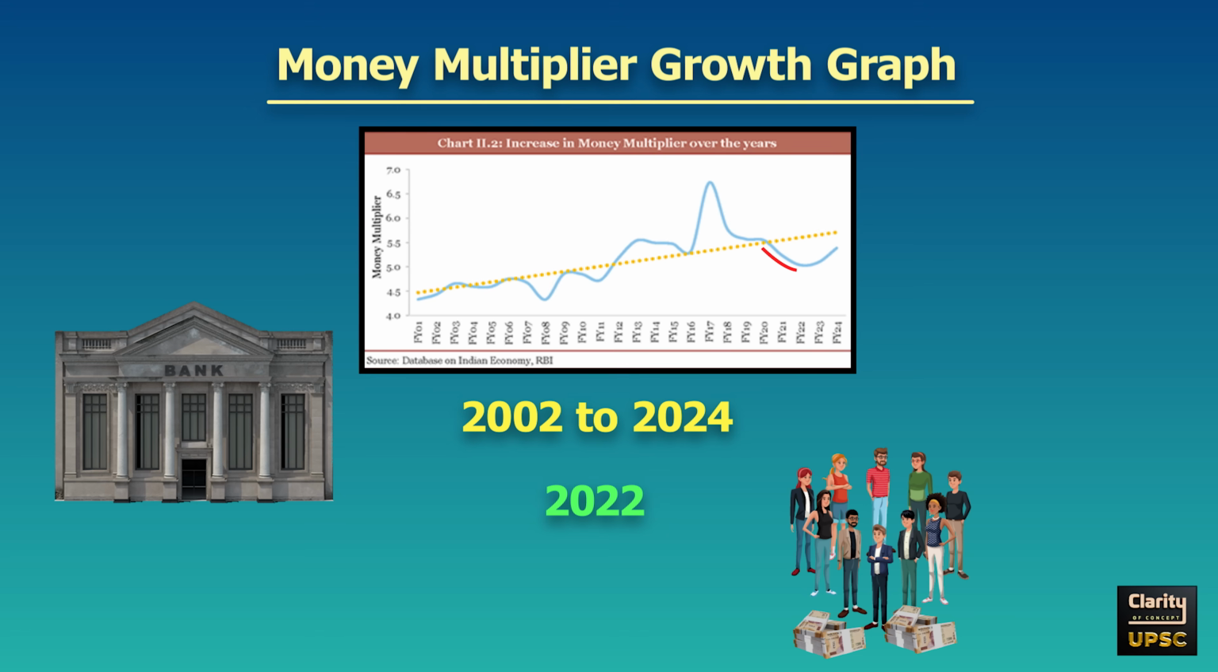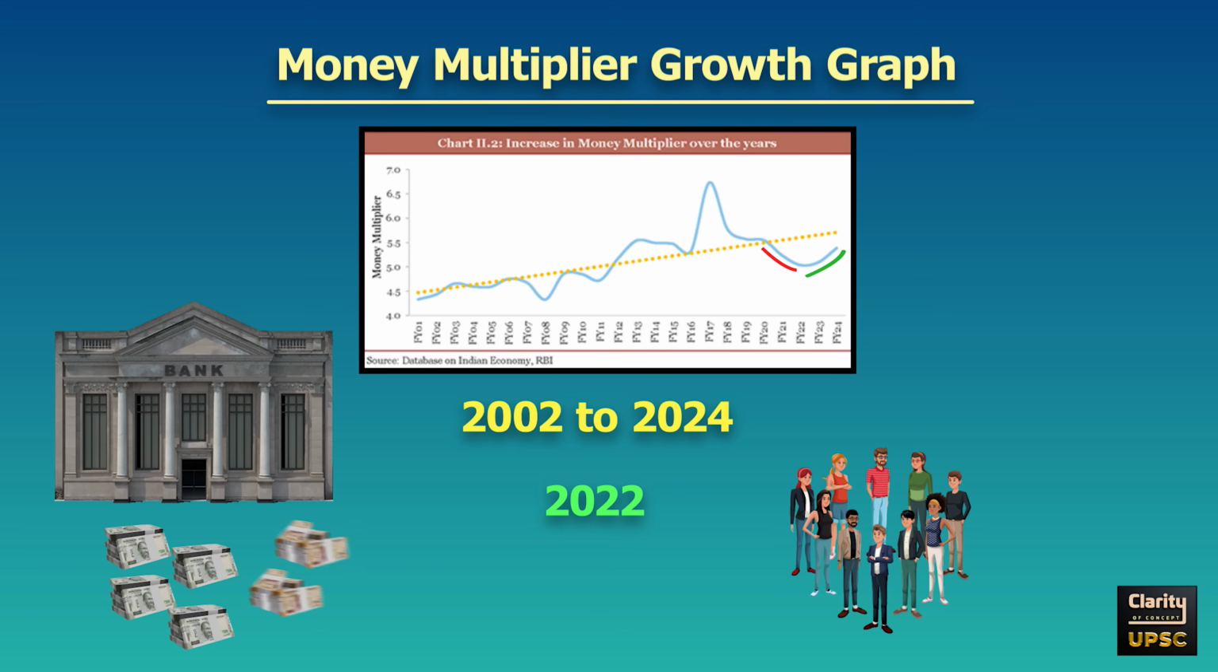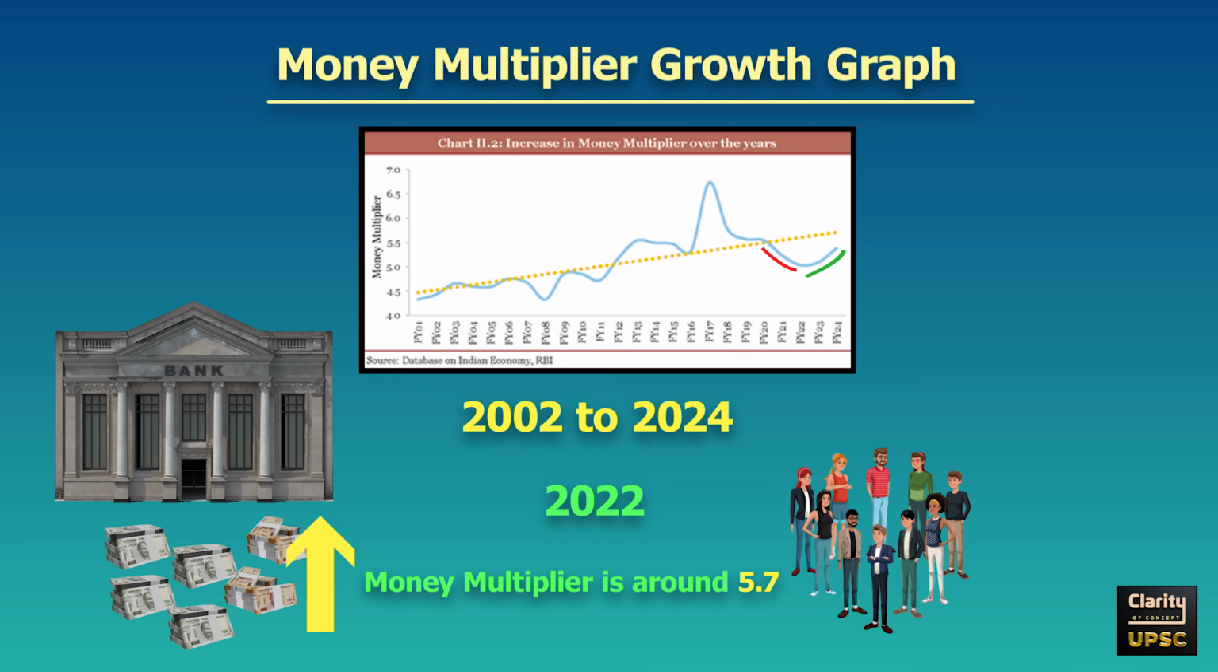But after 2022, the graph shows a clear recovery. The multiplier started rising again. This means banks became active again and people deposited more money instead of keeping cash. Right now, the money multiplier is around 5.7. If more people use banks, the money coming back will increase. This means banks will have more deposits to lend. It will boost the money multiplier naturally.